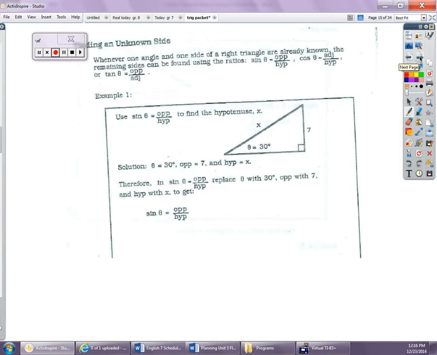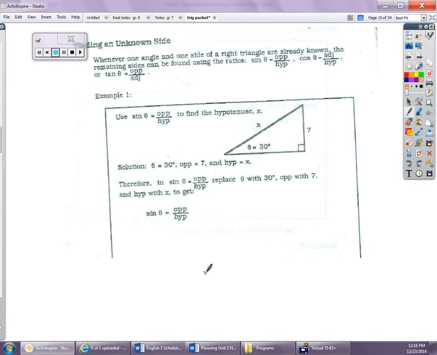Okay, part 3, finding an unknown side. So finding an unknown side like this. When we look at it, we are given our angle, which is 30 degrees. We're given the opposite side, and we're given the hypotenuse, which is x.